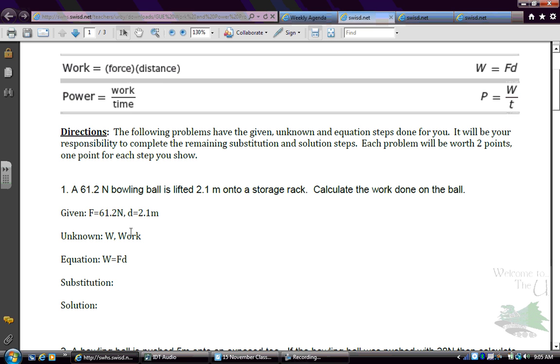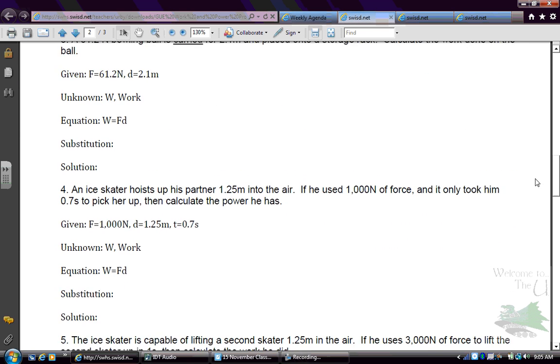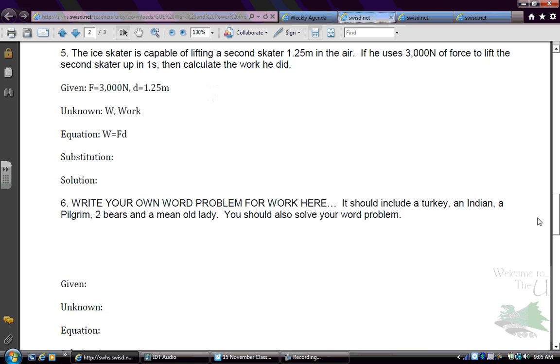So these first five problems are actually like this, where you'll be given the information, the unknown, and what equation to use. And at this point, you just have to substitute these numbers in to the equation where they belong. So you see each of these is like that. They give you the stuff that you need to actually solve it.